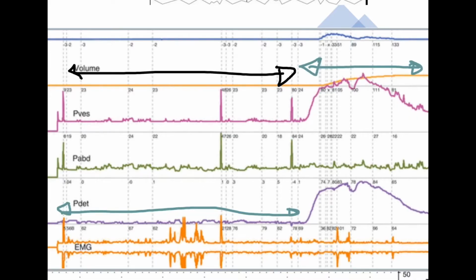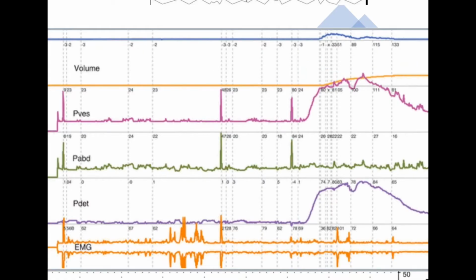So look, during the filling phase, no leaks, that's fine. Then go ahead to the P detrusor. If it is stable all through the line, then this is a normal urodynamic study.